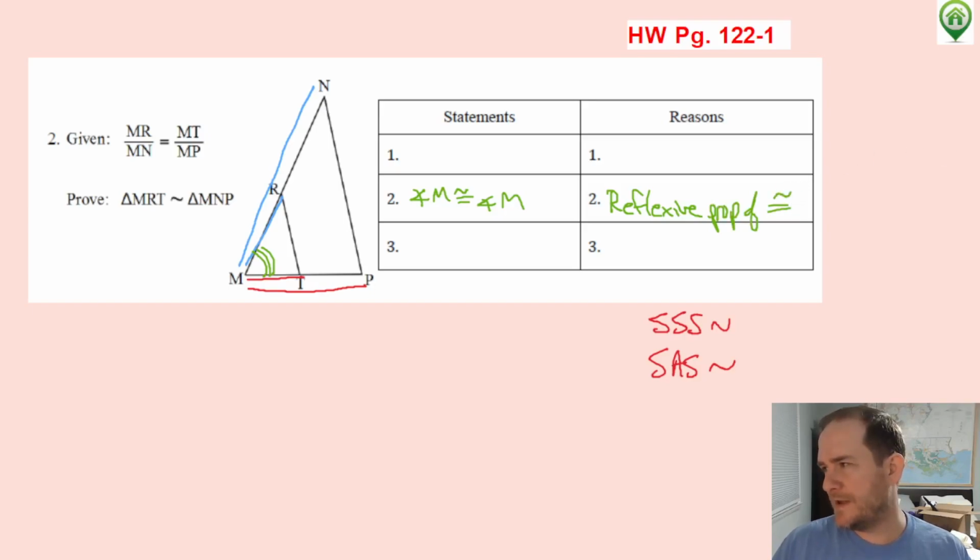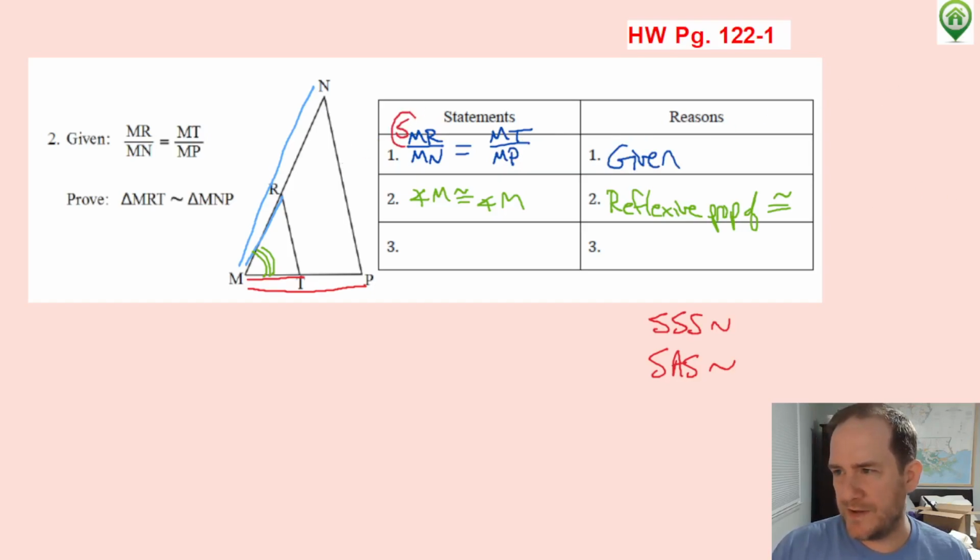Alright, and I skipped over line 1. But line 1, of course, is just going to be to state the given, even if it just looks like a bunch of weirdness. This isn't weirdness. They're saying that MR divided by MN is equal to MT divided by MP. Now that's just given information, but that literally puts one pair of S's in our pool of stuff.